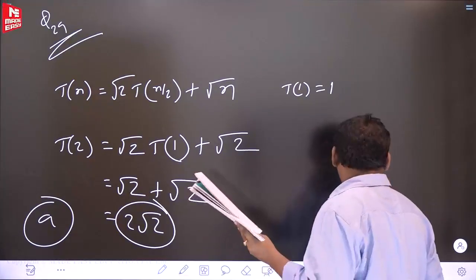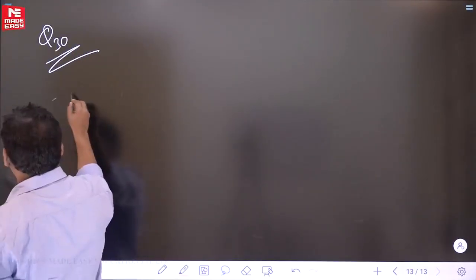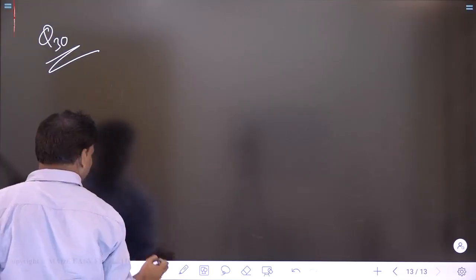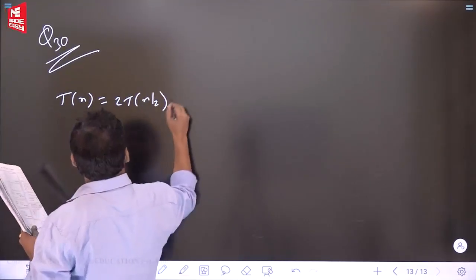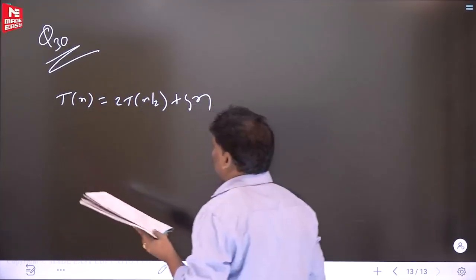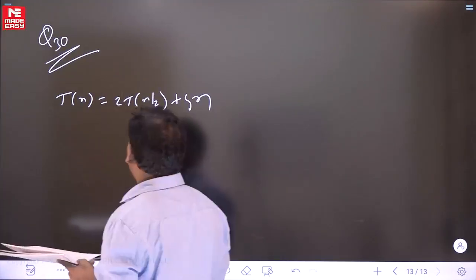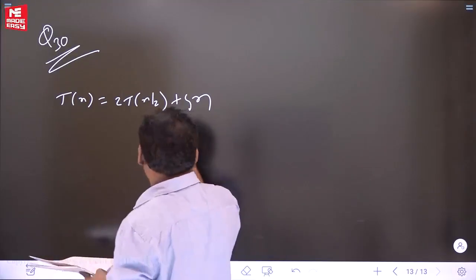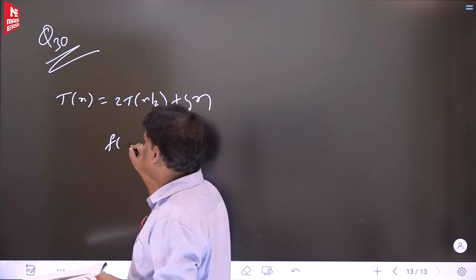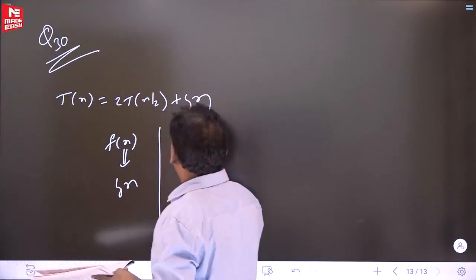Let's go to question number 30. One recurrence is given, you have to solve it. T(n) is equal to 2T(n/2) plus log n. Let's check whether the master theorem is possible or not. See, this is a nice one. Let me give that clarity also. In the classroom also, I already mentioned. If you have a little bit of doubt, you can see once. What is f(n)? Log n. What is n power log a base b?